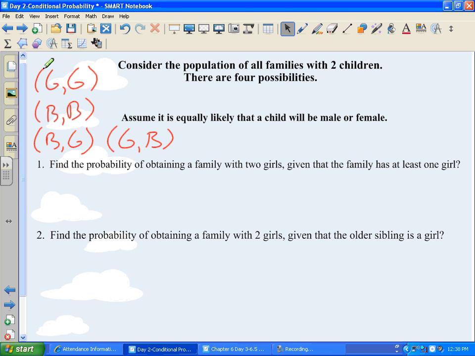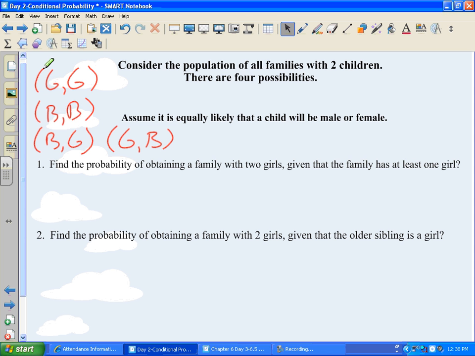Before I go any farther, in your groups, I want you to tell me, are these 2 probabilities asking for the same thing or not? And if they're different, what's different about them? I'll read them both to you. Find the probability of obtaining a family with 2 girls, given that the family has at least 1 girl. And the second one is, find the probability of obtaining a family with 2 girls, given that the older sibling is a girl. Those are your 2 statistical statements.